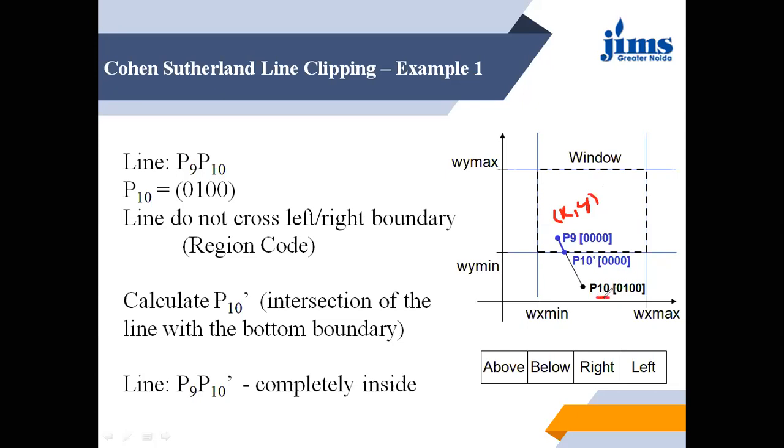On the other end of the line, we can say that this is 0 1 0 0, and it's easy to find out by comparing the corresponding bit, whether it is below, left, right, or above the window. So from here the second bit is 1. It means it is below the window. It represents that the line is intercrossing at the x-axis.